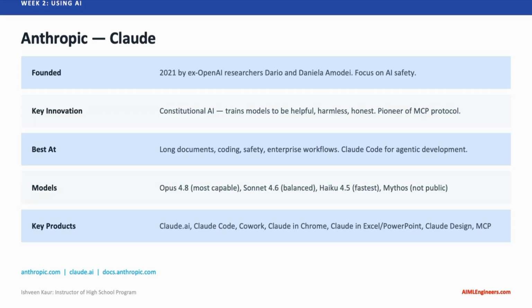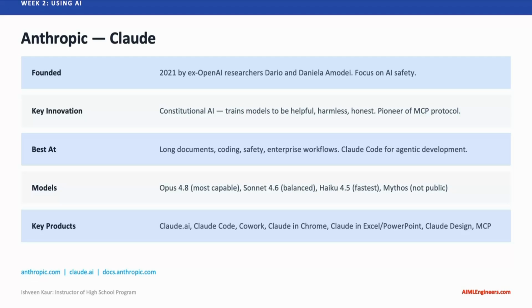Let's start with Anthropic. Anthropic was founded in 2021 by two individuals who left OpenAI because they wanted to focus more on AI safety, and their approach is called constitutional AI. Instead of training models on human feedback, they give the model a set of principles and use these principles to evaluate its own outputs. So the model is kind of evaluating itself instead of humans having to evaluate it. And the result is that the models tend to be more careful, more honest, and less likely to go off the rails.